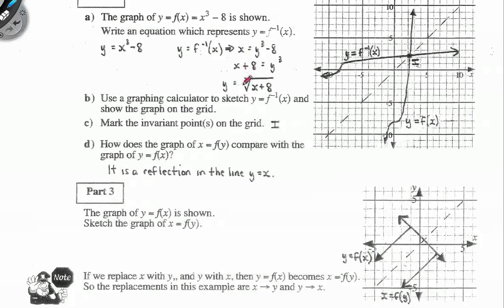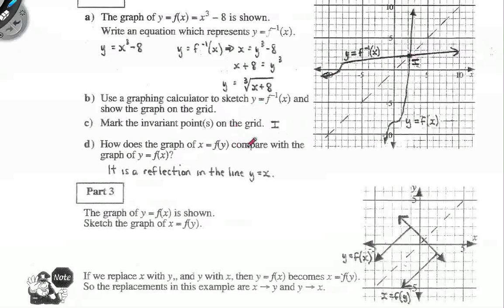Notice with a cubic function, when we take the root, we don't need a plus or negative because it doesn't matter whether the y is positive or negative. You can take a cube root of, or an odd root of a positive or negative number. Use your calculator and you can check this out. And mark the invariant points. Well, that's that one right here.